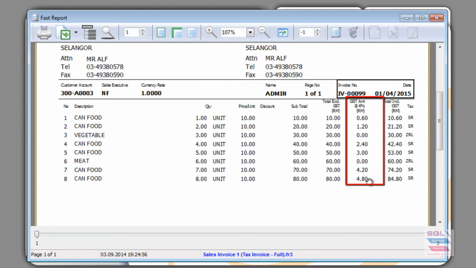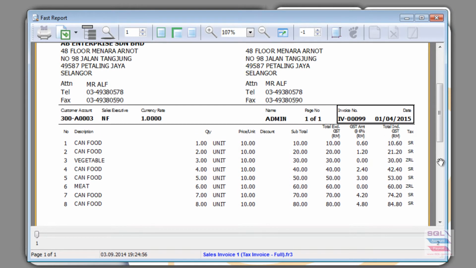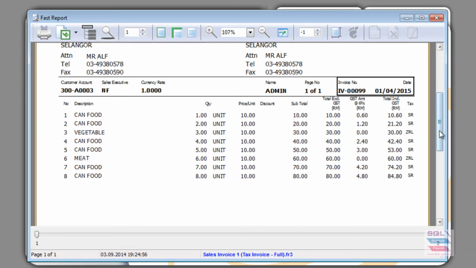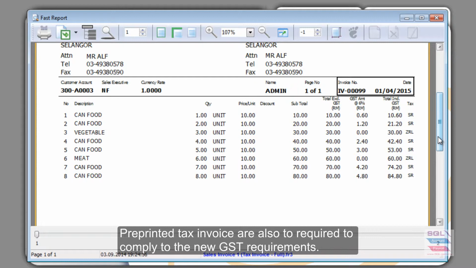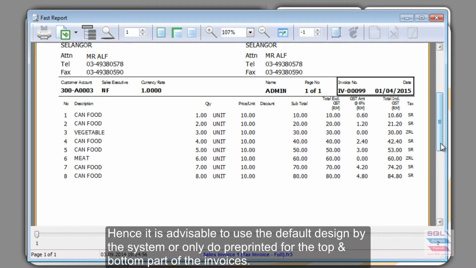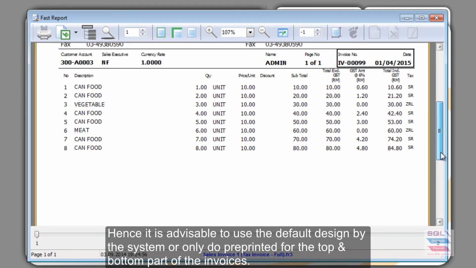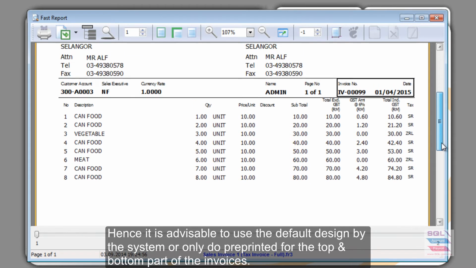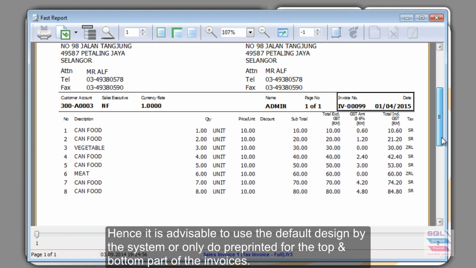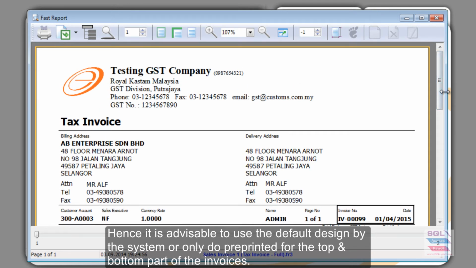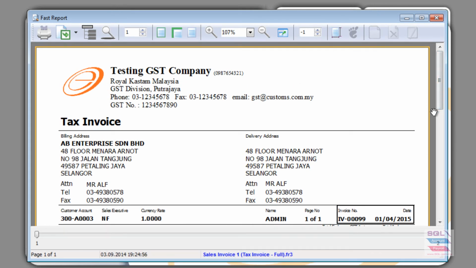So it is important information for a lot of customers to identify which item has GST and which item does not. Nevertheless, we encourage clients to think clearly before they do any pre-printed tax invoice format. That is because in the past they may not have considered the GST requirement. Now that they have GST, they will need to rethink what their printout should look like. And we encourage customers to use our default format because clearly this is a tax invoice that is approved by the Customs.